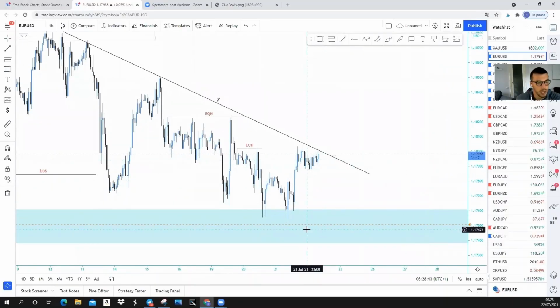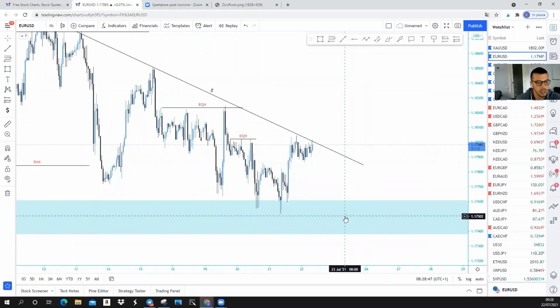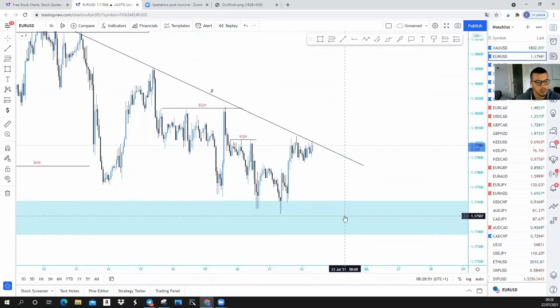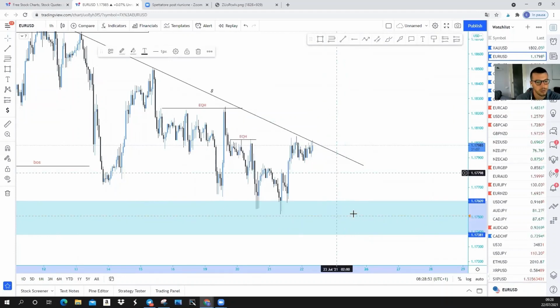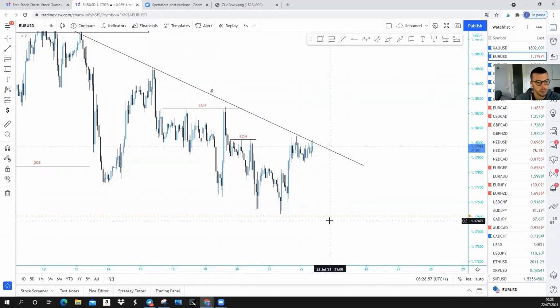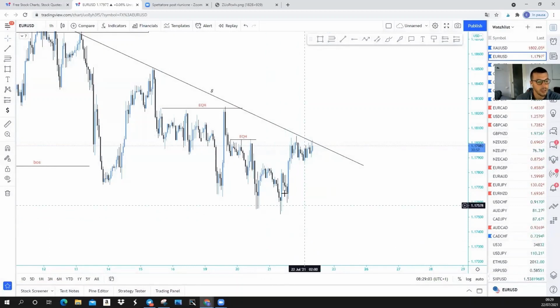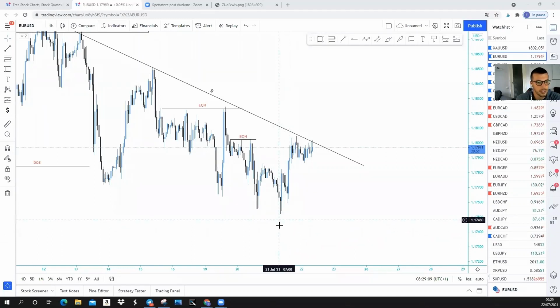EUR/USD was looking for buys. I had this alert right here. Now I might as well delete it, actually. Oh well. All right, I had the alert down here. It was the 50% of the area. We didn't reach it. My alert didn't go off.